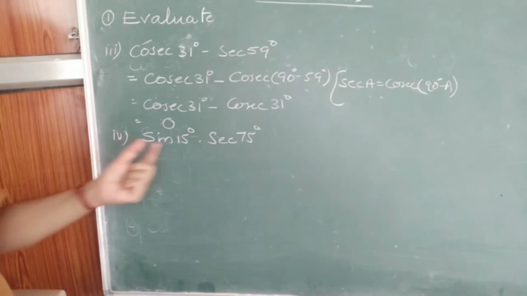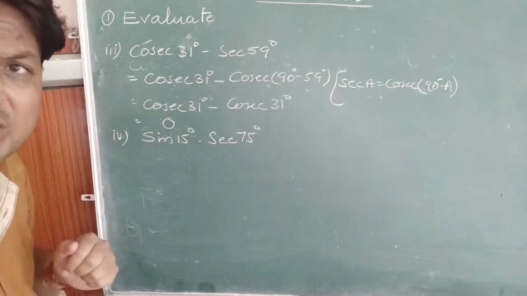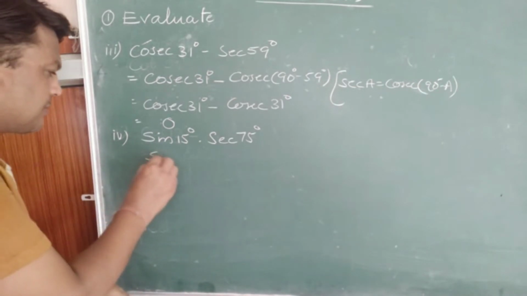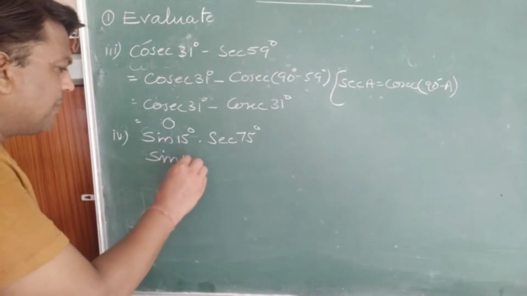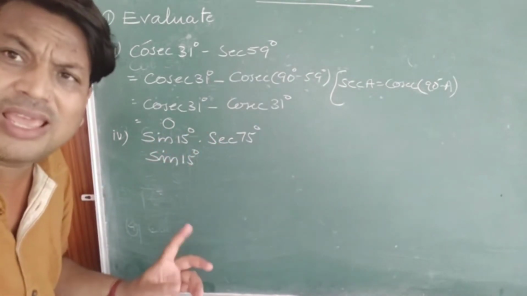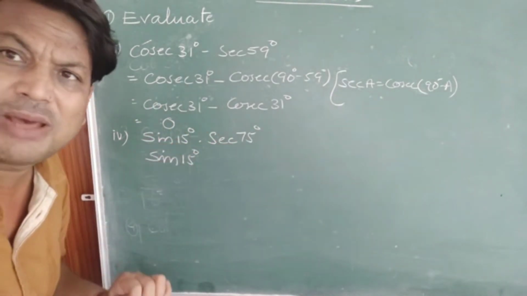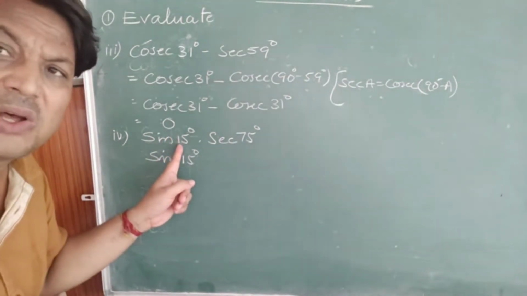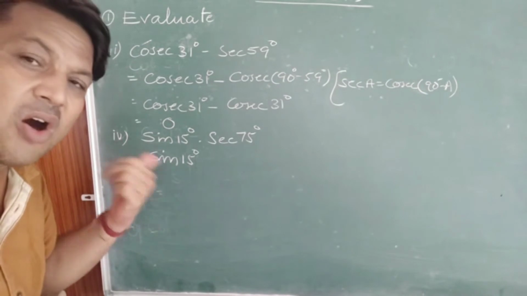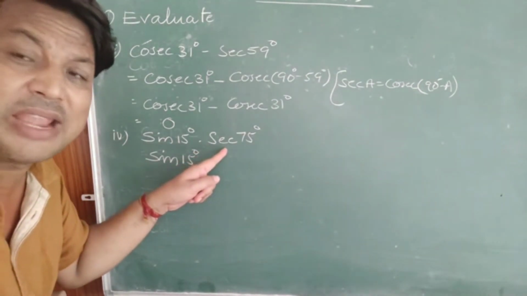So, children, what about the 15 plus 75? Is it 90? Yes, it is 90. So sin 15 degree, here we have sin and sec given. Can they be interconverted? No. Sin A is equal to cos 90 minus A, not sec 90 minus A.